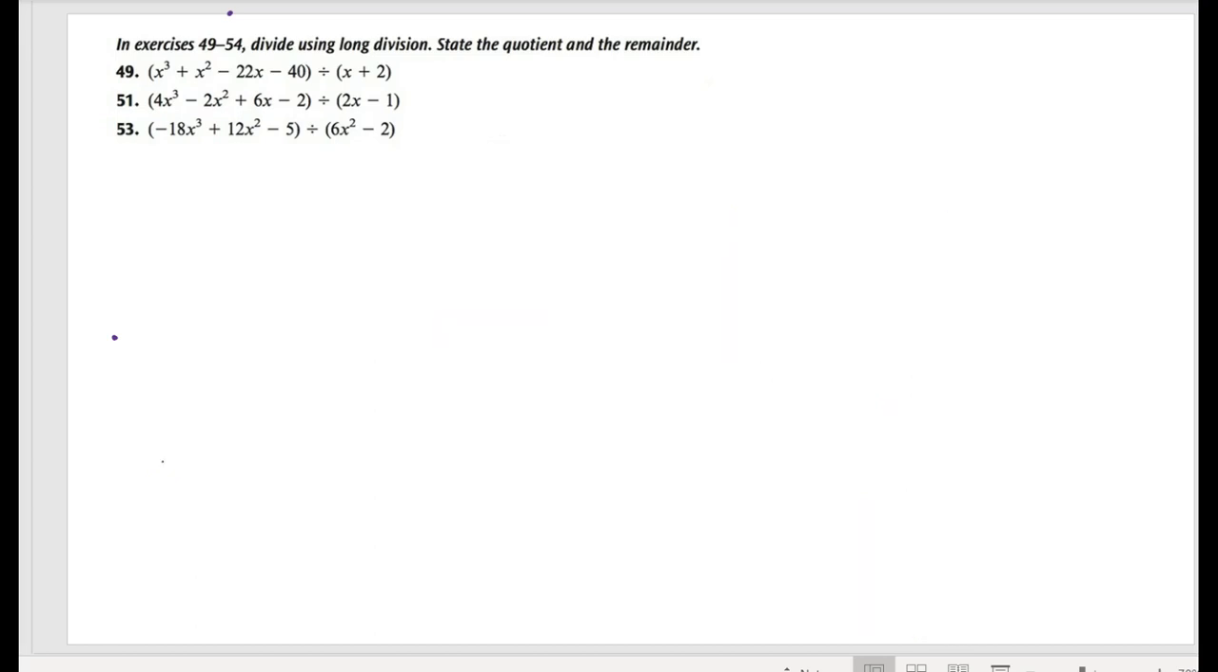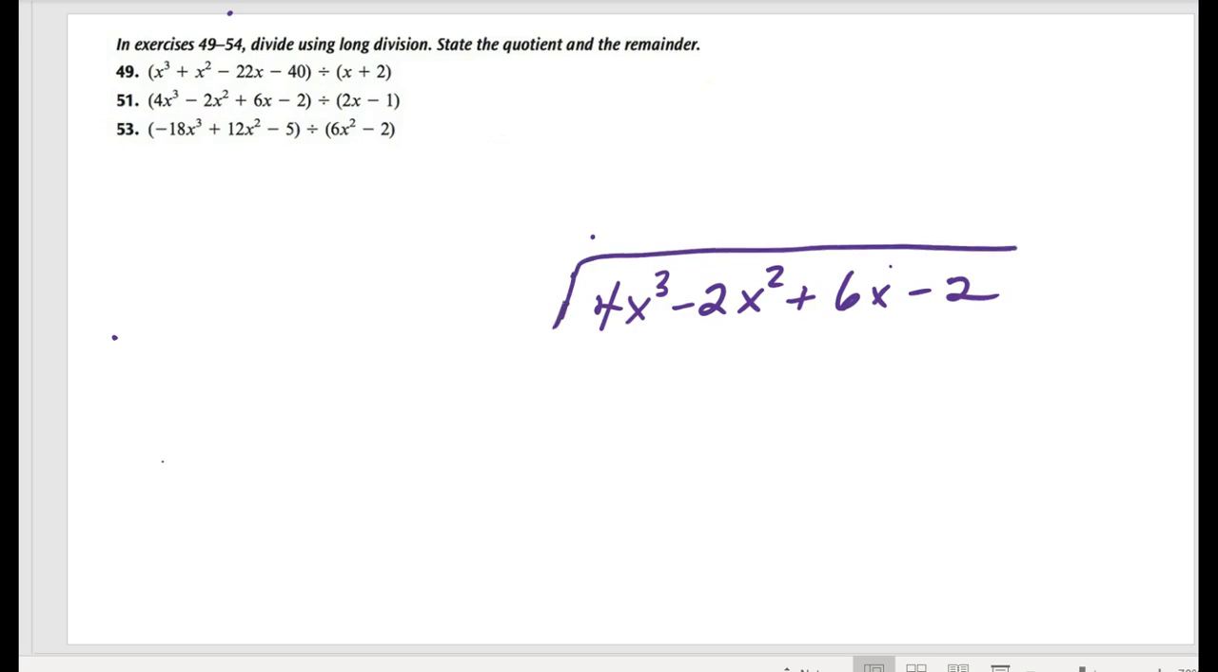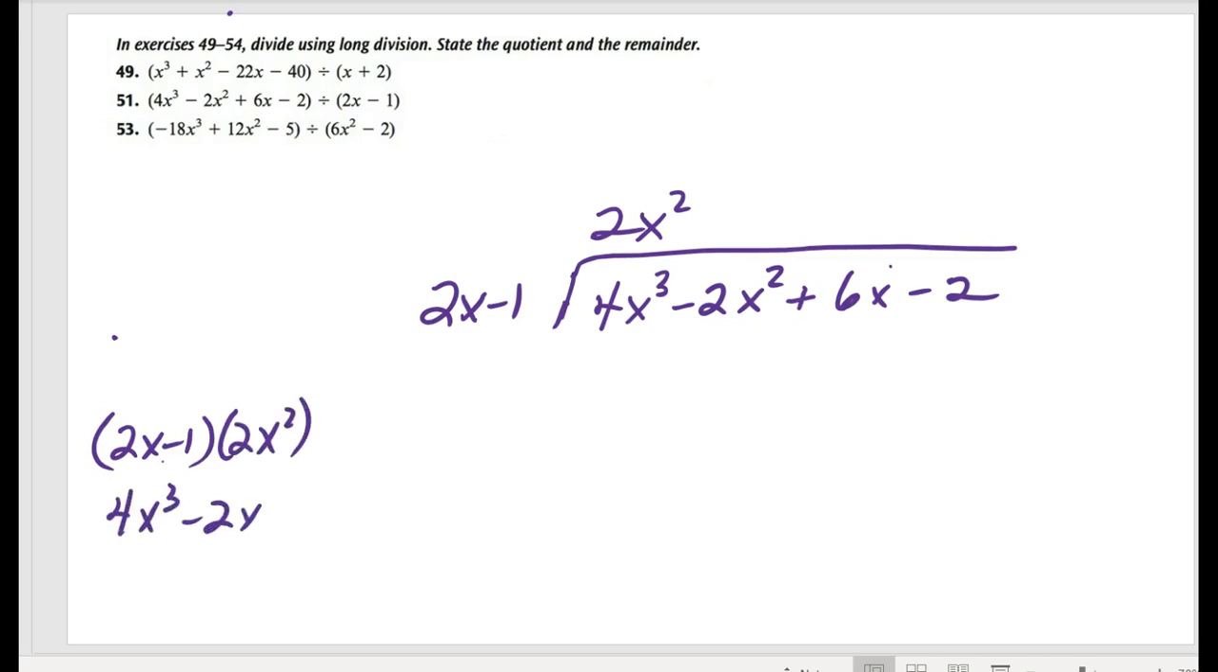Let's try 51. So I'm going to set it up the same way. Now, when I'm setting these up, I always check to make sure I have all my exponents represented. So I have an exponent of 3, an exponent of 2, an exponent of 1. So if I don't have the exponent represented, I put a 0 just to hold the place. Let's try this again. So I'm going to start with my leading terms. 2x will go into 4x cubed how many times? Well, it takes a 2 times 2 to make a 4, and an x squared times x to make an x cubed. And now I multiply 2x minus 1 times 2x squared. And I get 4x cubed minus 2x squared.